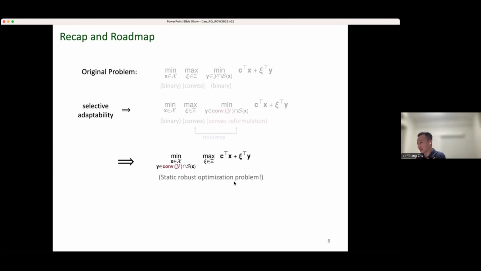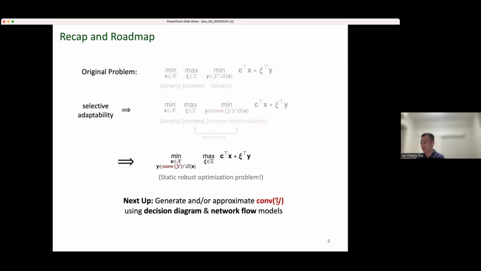If I swap them, I get this. Note that this is just a static robust optimization problem. I first make some decisions, discrete decisions X, continuous decisions Y, in a way that protects me against adversarial realizations of Xi. All of this is to say that the main complicating factor, the main thing we have to handle, is just to get the convex hull characterization of the capital Y. So we're going to temporarily set aside robust optimization, and focus on reformulating or approximating this convex hull of a set using decision diagrams and network flow models. Let me just quickly pause here if there's any question.